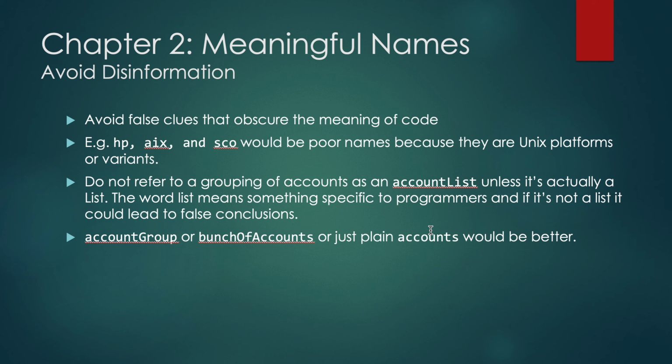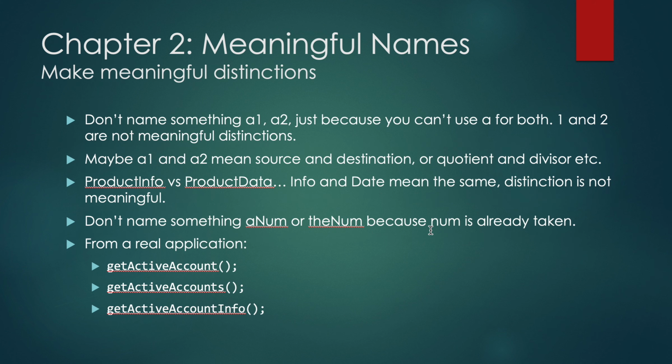These names still tell you what it is without giving potentially false information about the variable. So next is make meaningful distinctions, right? If you're making a distinction, make sure the distinctions are meaningful.